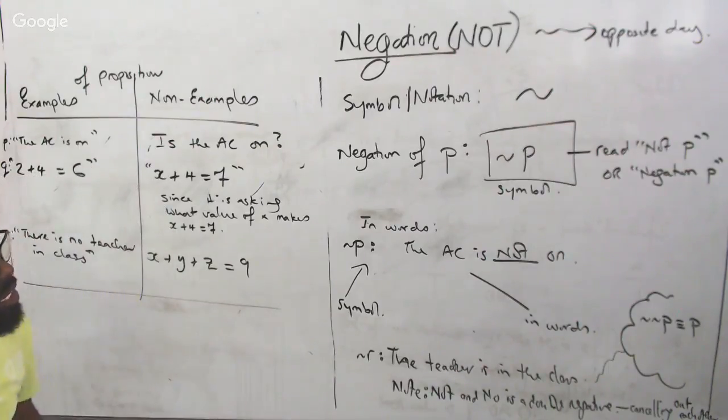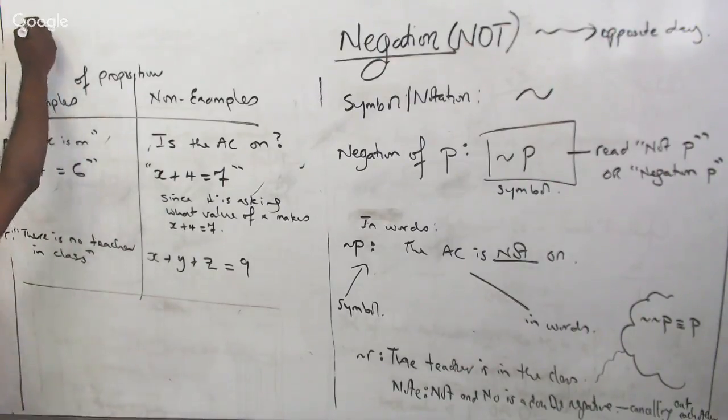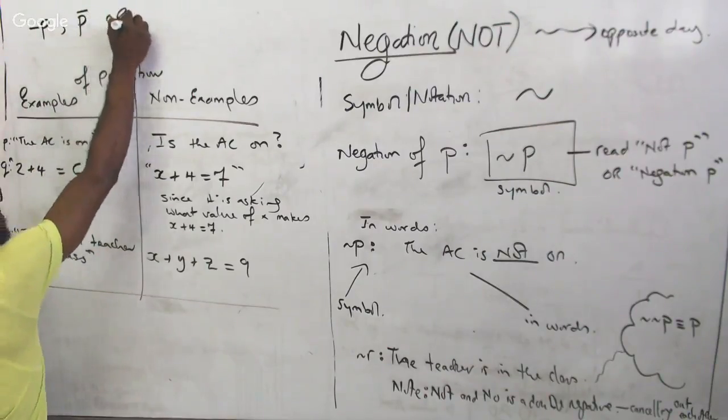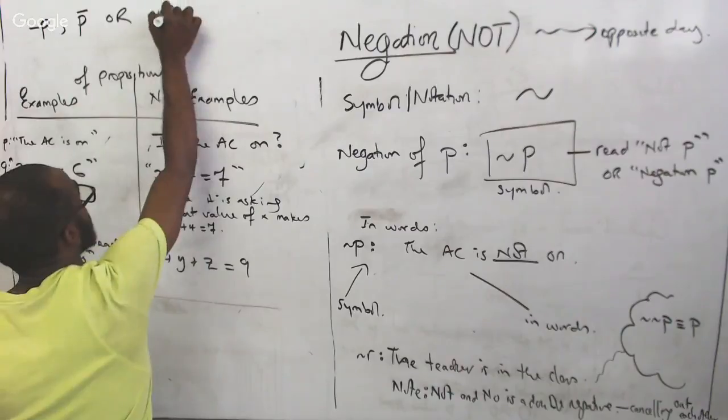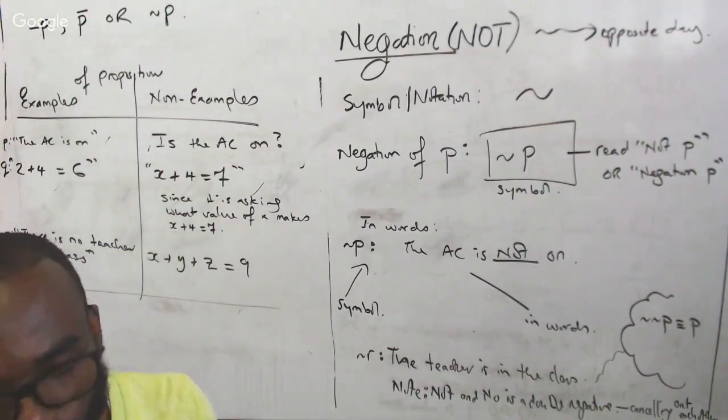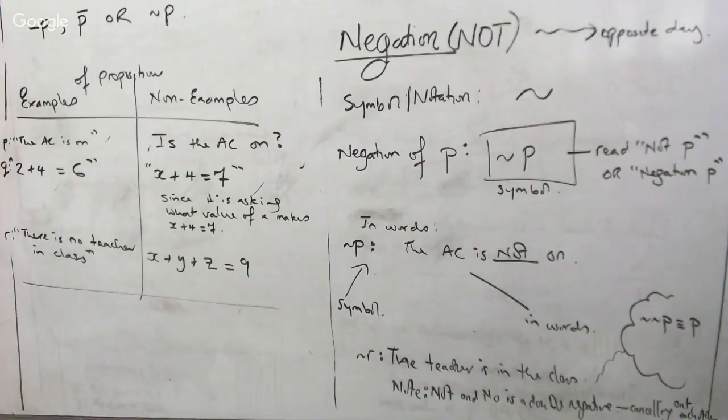Just for information, although you will never see it in this class again, negation is sometimes written as negative P, P bar, or squiggly P. They all mean negation, but we stick with the squiggly. Yeah?